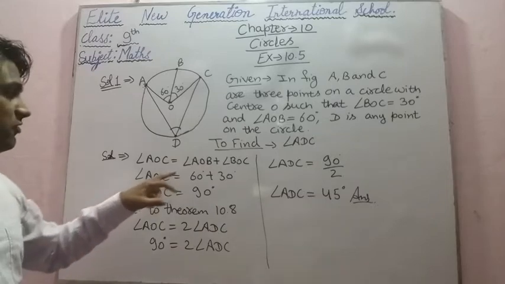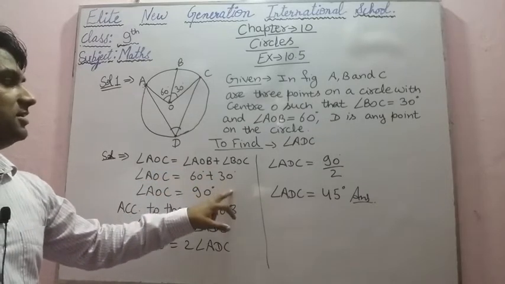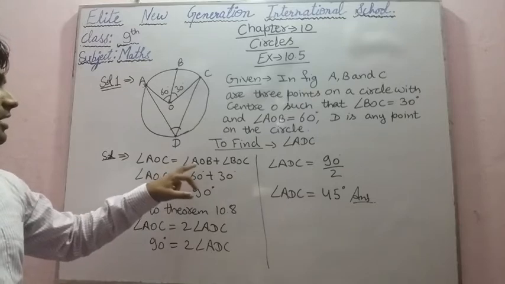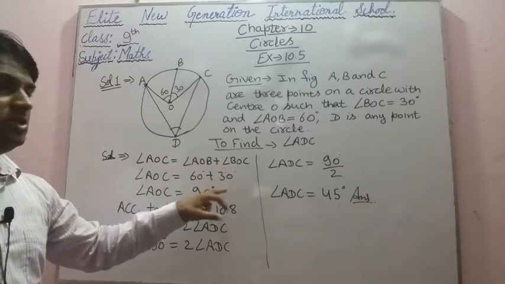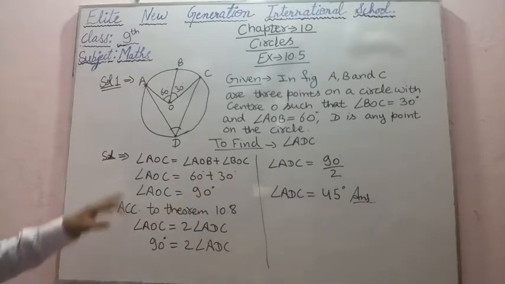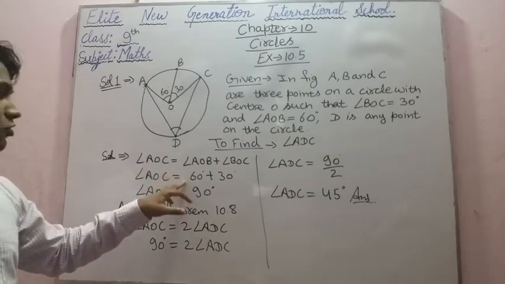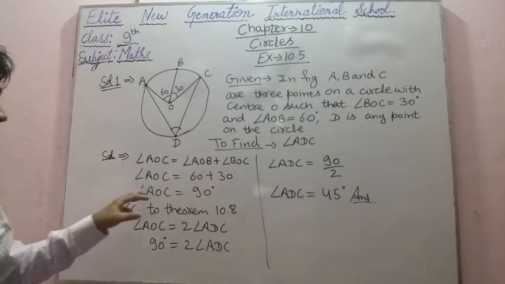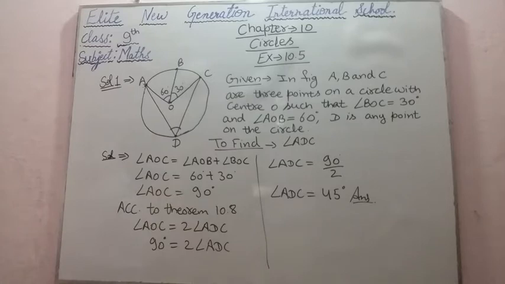So angle AOC will be equal to 60 plus 30. Here angle AOB equals 60 and angle BOC equals 30. So angle AOC will be 60 plus 30, which is 90. Angle AOC will be 90 degrees.